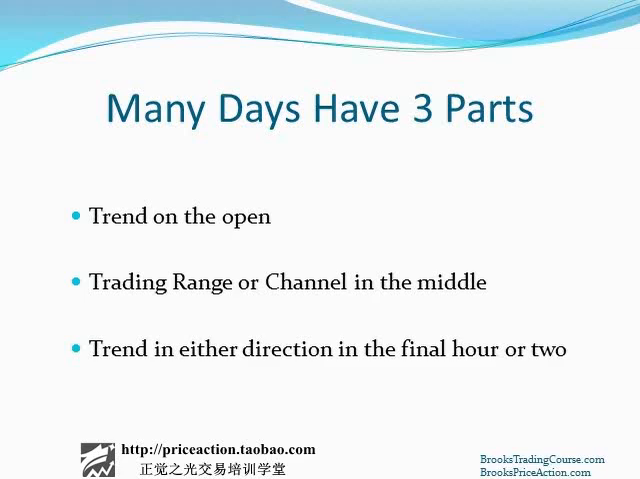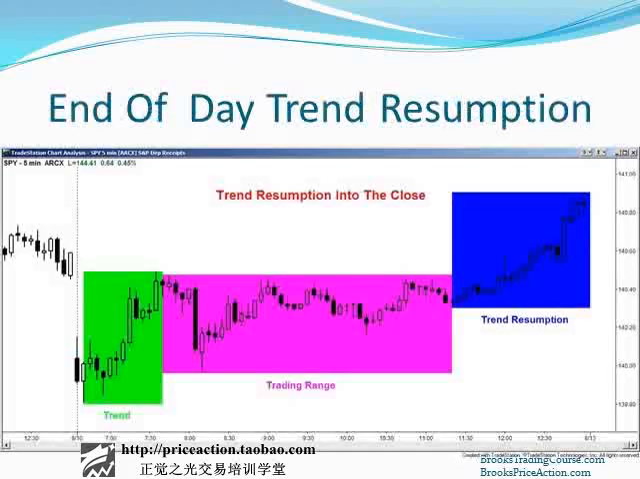Many days have three parts. There tends to be an opening range, and then a trading range or channel in the middle of the day, and then a trend in either direction at the close of the day. Here's an example. The opening range this day was small. The trading range in the middle of the day lasted about 4 hours, and then there was some trend resumption in the final 90 minutes. So we had a bull trend, sideways, and then a bull trend. So we have trend resumption into the close.